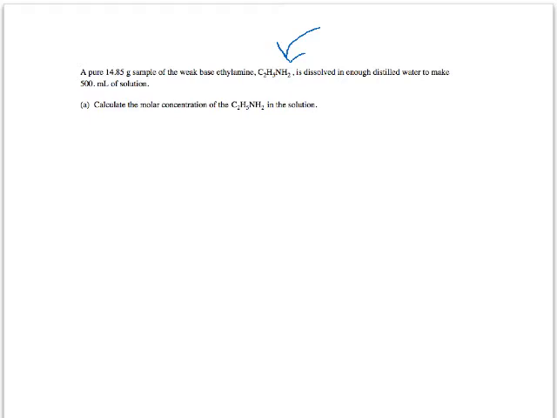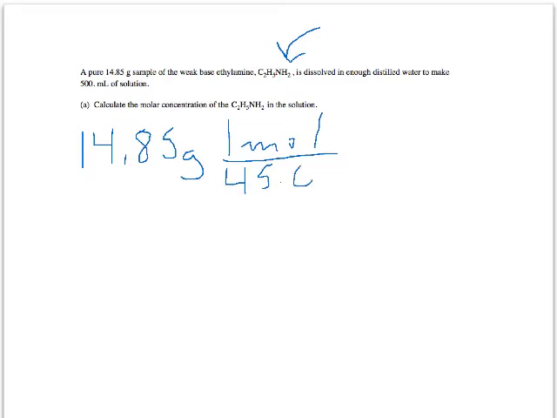Okay, so this one starts out and just asks you to find the concentration of ethylamine. So you have 14.85 grams, and you want to change that to moles. So if you add that up, you're going to get 45.09 grams per mole. And that will give you 0.3293 moles.